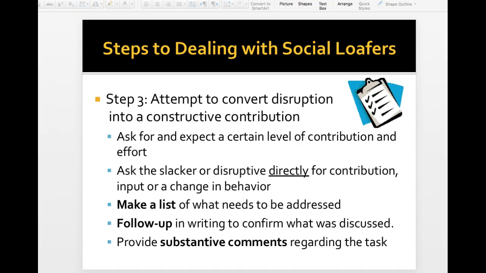The third thing you can do is try and convert disruptive behavior into constructive behavior. So this is where you, like I said before, can ask the group member for a contribution, actually give them a task, make a list, follow up, give substantial comments regarding how they did. So making them feel like they contribute and expect them to do something. And sometimes that can really help with the social loafer.